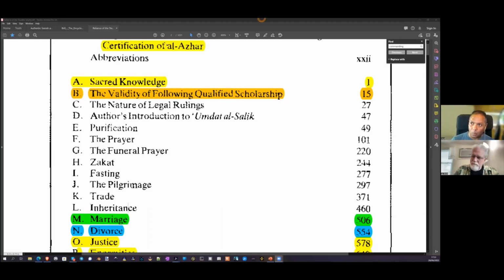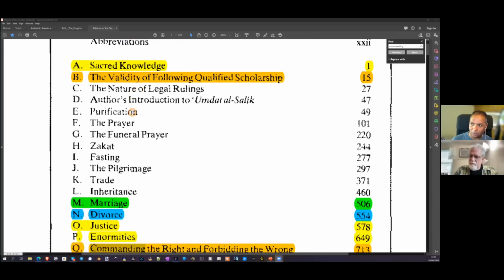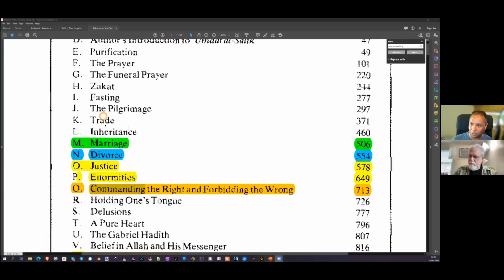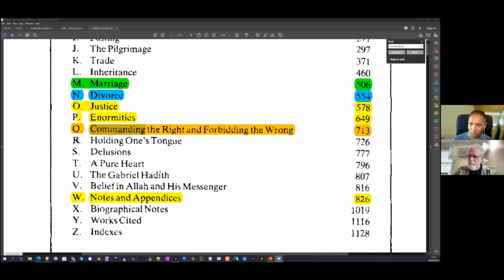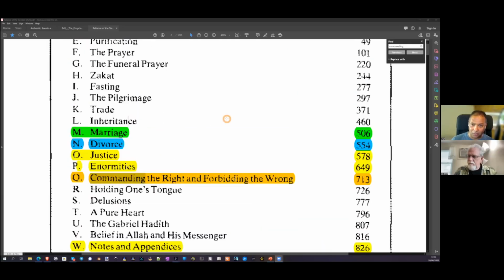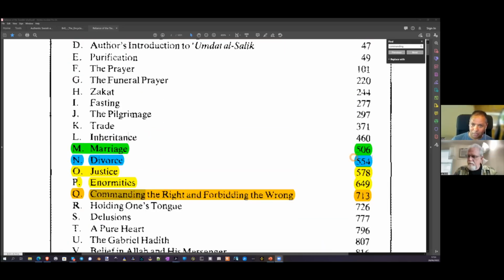Now, what we have here is the Reliance of the Traveler. This is the index, and you'll see here sections A to Z, well, Z for Americans. This is a fairly detailed, very lengthy book. For instance, marriage and divorce, you've got a fair number of pages here, right? So you can learn everything you need to know about these topics. This is a single volume compendium, so it's extremely useful.